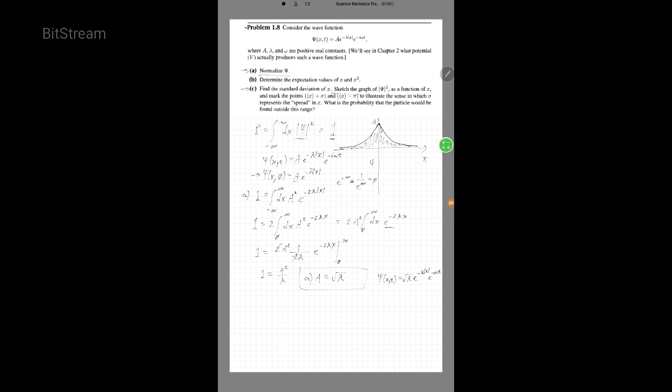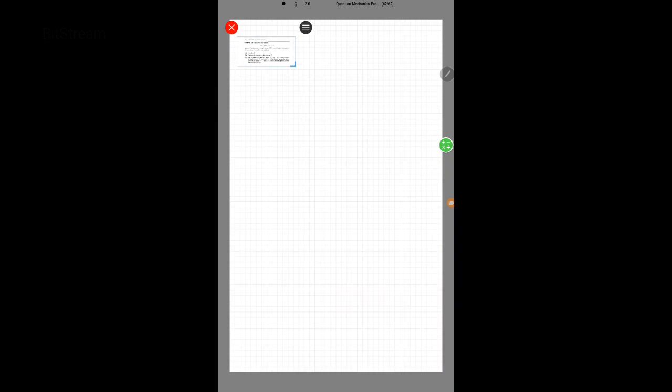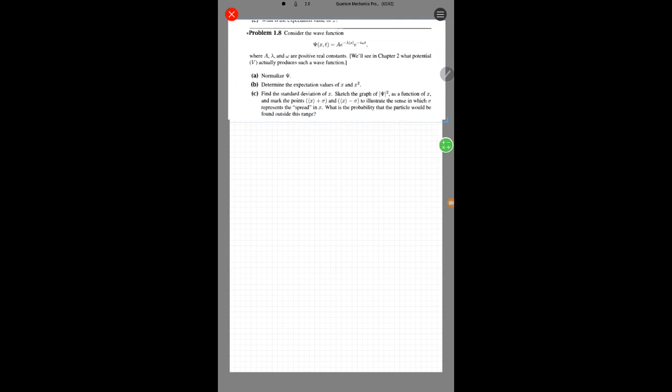Okay, so that's part A. That's pretty easy, pretty straightforward. Generally normalization is kind of fun. It's nice and straightforward. Don't have to worry too much about it, especially when you have these plane waves, these exponential functions.